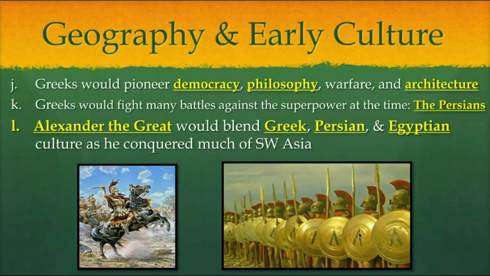And we will end our unit with Alexander the Great. So Alexander the Great would blend Greek, Persian, and Egyptian culture as he conquered much of Southwest Asia. So he's going to take what the Greeks had done, a little bit of what the Persians had done, and even the Egyptians, and he's going to make that into a whole new culture called Hellenism. So again, I'm using that to foreshadow what we're going to look at later on in this unit.